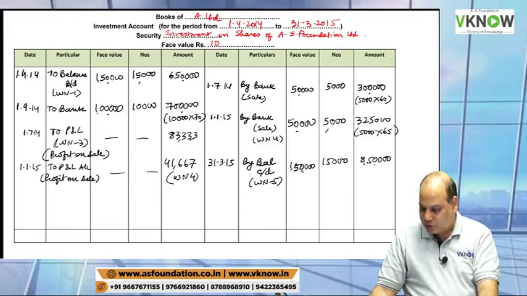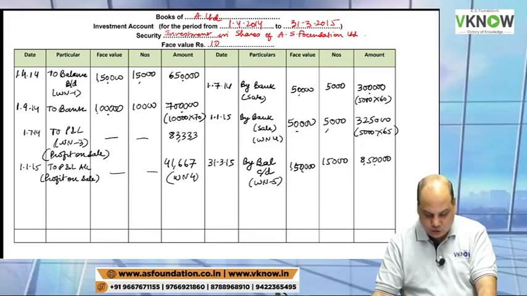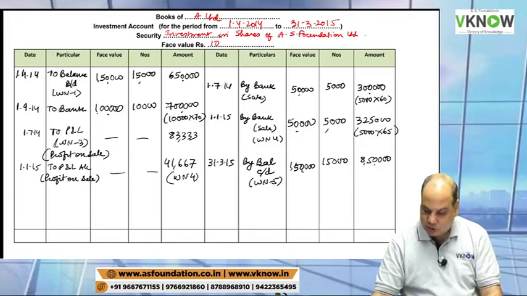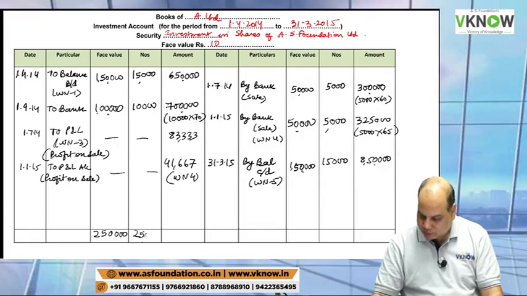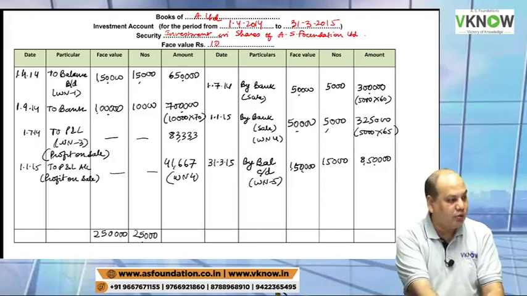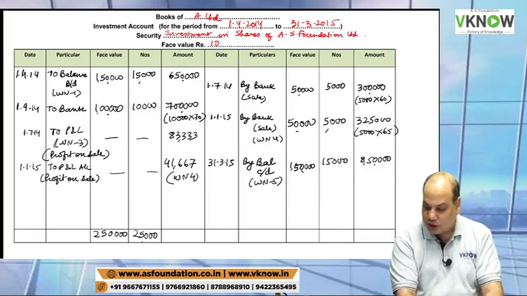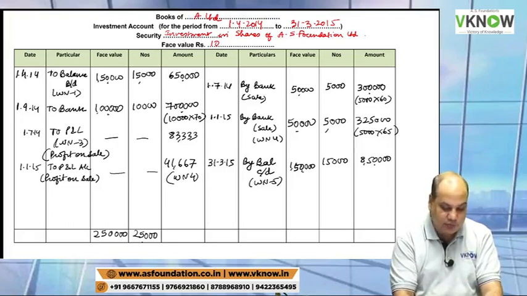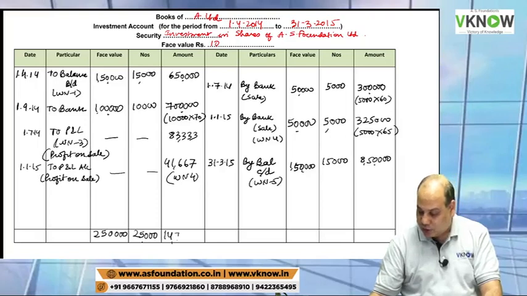8,50,000. Now what I'll do, I will take the total of face value column, that is coming to 2,50,000, quantity column 25,000, and please tell me amount column total. All of you, please take your calculator. Amount column total, 6,50,000 plus 7 lakh plus 83,333 plus 41,667. So that I am getting 14,75,000.